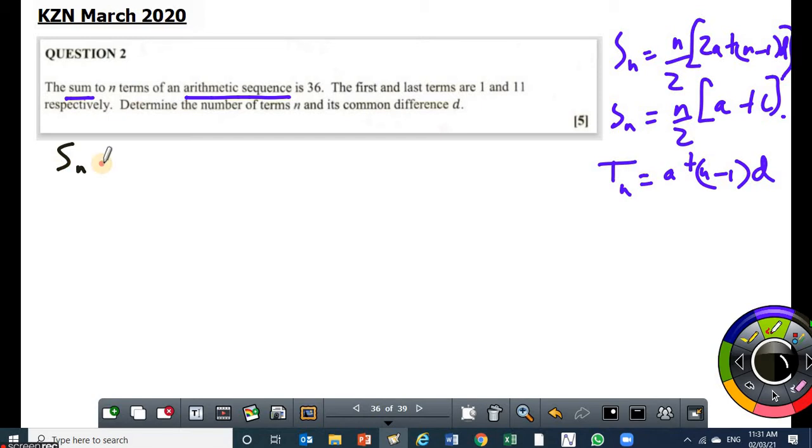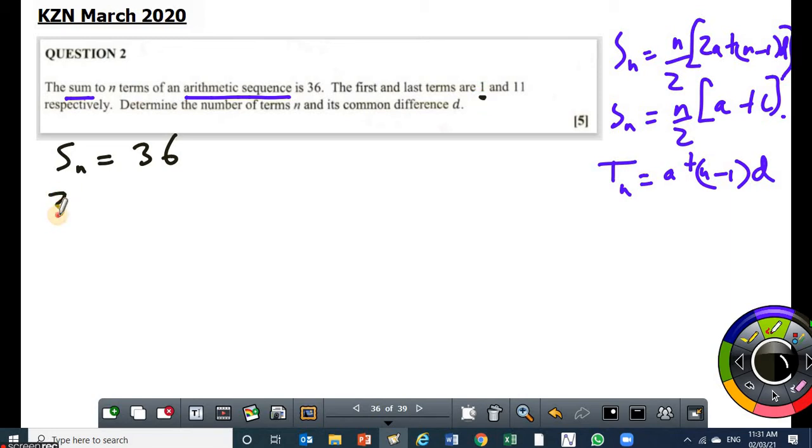So first thing, I'll say Sn is equal to 36. Okay? Sn is equal to 36. But my Sn is equal to the first formula here. Okay? My first term is given. It says the first and the last term is what? It's a 1. So a is equal to 1.